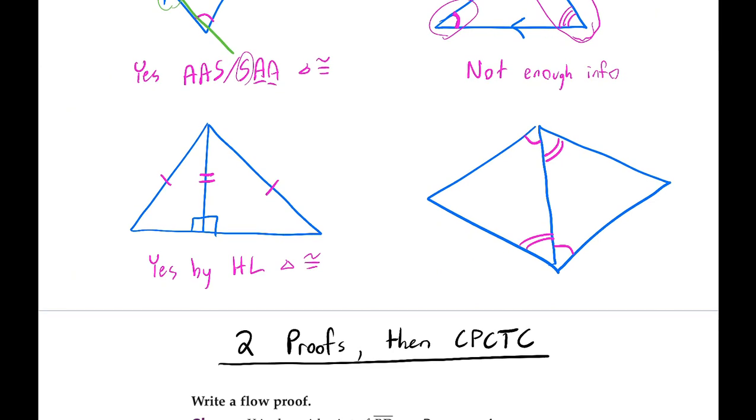Okay, let's do one more over here. So again, we share a side, so this is congruent to itself. Here we have ASA matches ASA, so yes, by ASA triangle congruence.